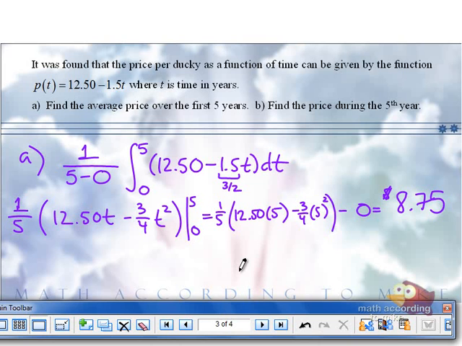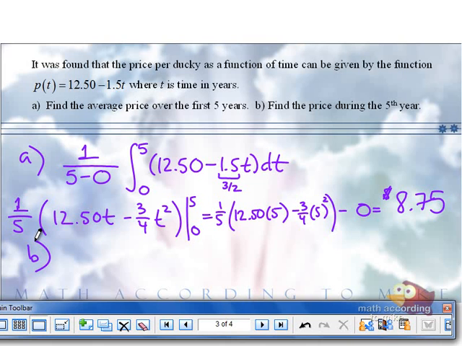Okay. Part B. Find the price during the 5th year. So this is not average price, so we're not technically using this formula. We just want to know what the price is in the 5th year only. The trick is picking your bounds correctly. From 5 to 5? Not from 5 to 5.